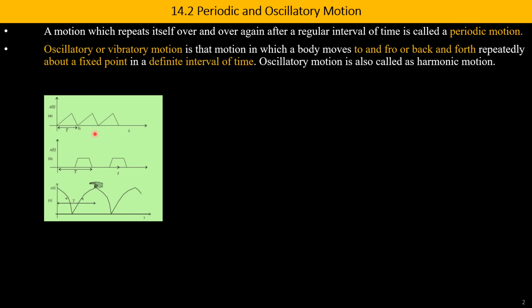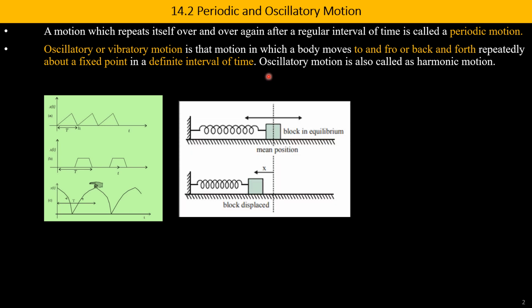There is another type of motion which is called oscillatory or vibratory motion. An oscillatory or vibratory motion is that motion in which the body moves to and fro or back and forth repeatedly about a fixed point in a definite interval of time. Oscillatory motion is called the harmonic motion.